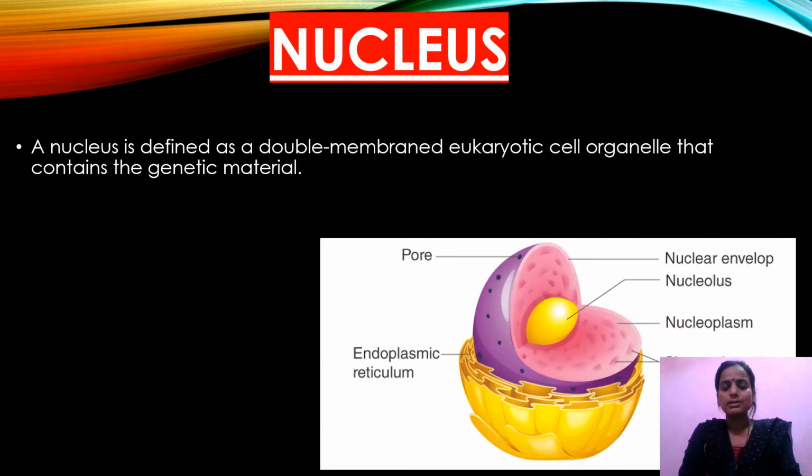You can see that the different parts present in a eukaryotic nucleus are the pore, nuclear envelope, nucleolus, nucleoplasm, genetic material, and also the endoplasmic reticulum. Now let us talk about the nucleus in detail. So we'll be beginning with the discovery of the nucleus.